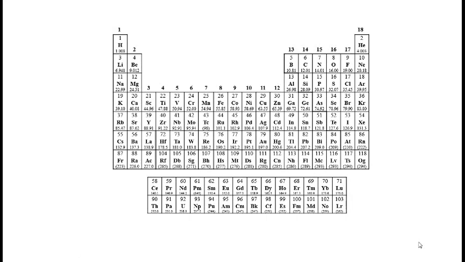First, we make a distinction between the rows and columns. The rows on the table are called periods. Counting down from the top, the period starting with K, potassium, is the fourth period. The columns on the table are called groups.